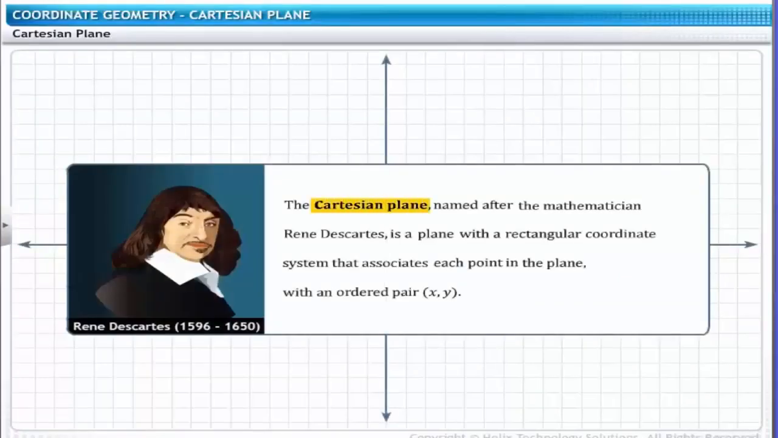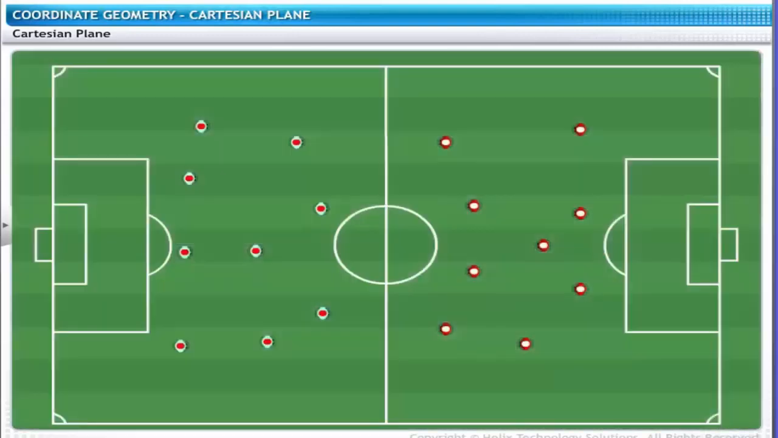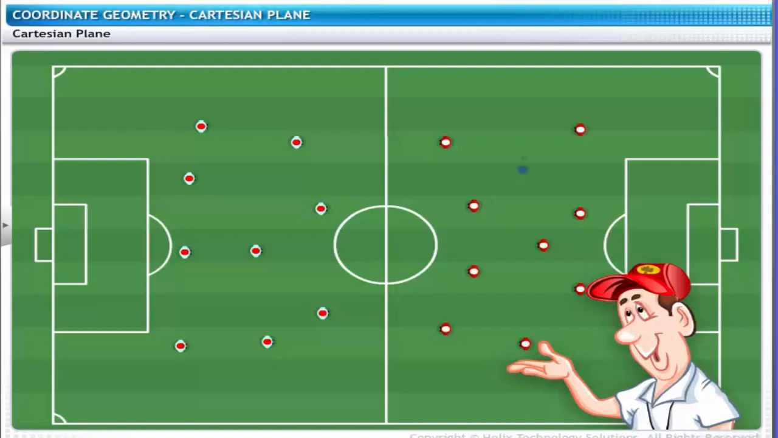The Cartesian plane, named after the mathematician René Descartes, is a plane with a rectangular coordinate system that associates each point in the plane with an ordered pair, x, y. The Cartesian plane is often used in graphical representation of figures. For instance, look at the football field again. How can the coach determine the position of a player P on the field?